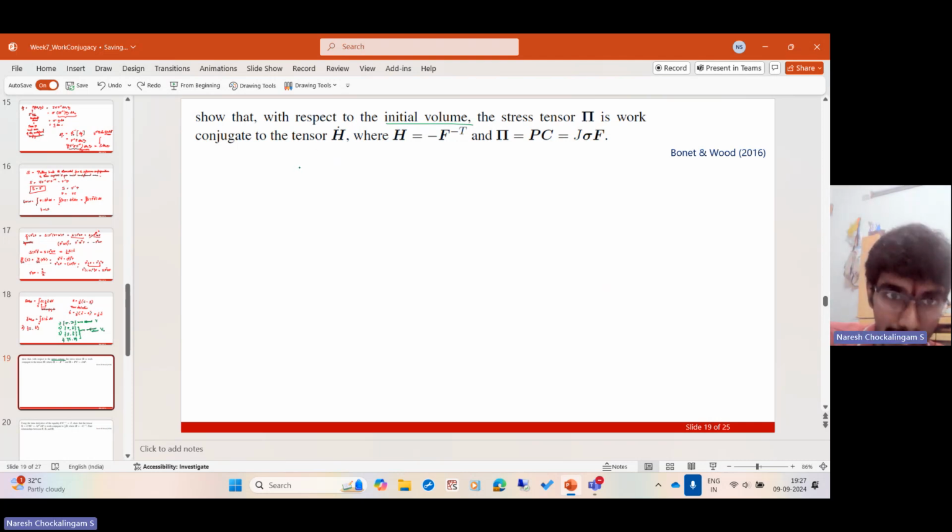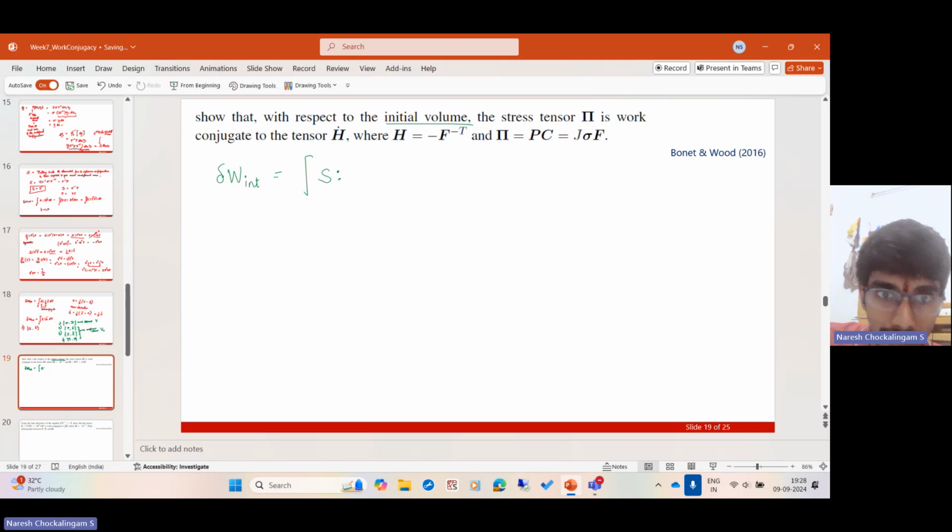So this may look quite hard to do, but it's actually very easy. Let us proceed in the same lines. It is given that it is with respect to initial volume. So let us start with a known pair of work conjugate quantities in the initial volume. What is it? Let us start with S and E, or S and C, right?